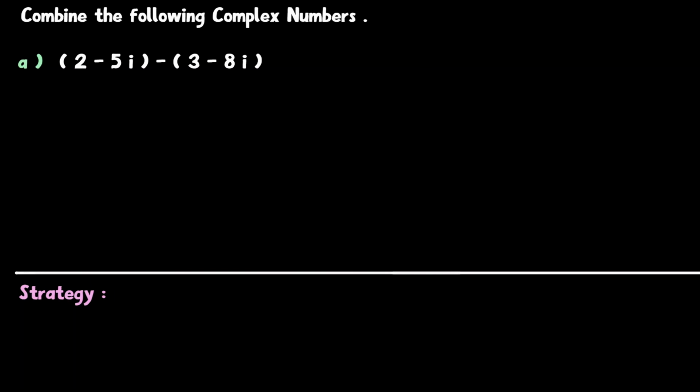In example A, we have the complex number 2 minus 5i, and we want to subtract the complex number 3 minus 8i. A strategy that we can use when we are adding or subtracting complex numbers is to combine reals with reals and imaginaries with imaginaries.